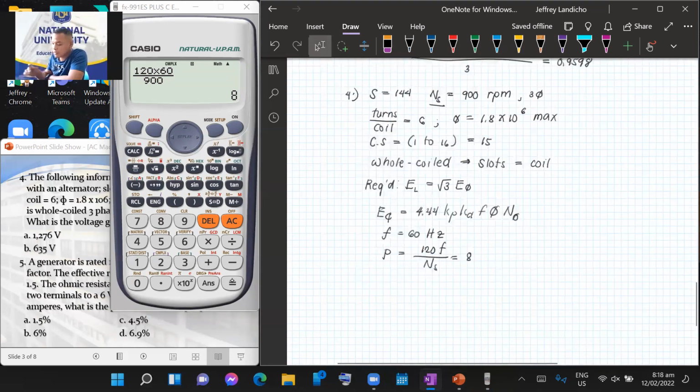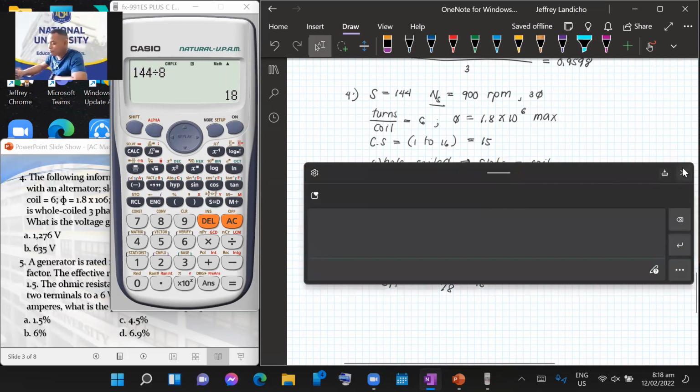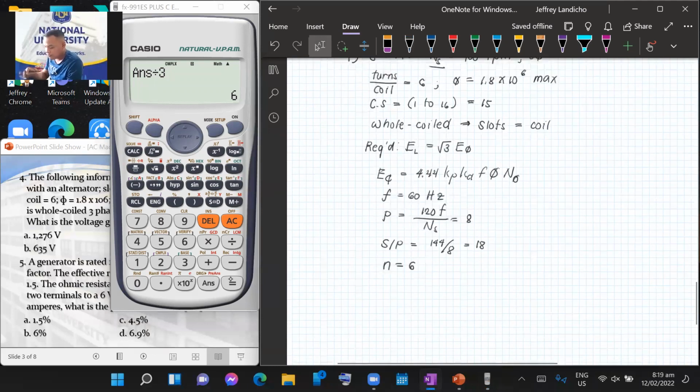So in that case, okay na tayo. Kunin natin slots per pole. Lahat yan, 144 over 8. So 18. In that case, kuha natin yung ating pole pitch. So, wala nang problema sa magiging pitch factor. Now, kunin pa natin si n. Ano value ng n? Divide na lang natin yan by 3 since we have 3. So, we have 6. So, in that case, wala tayong problema.